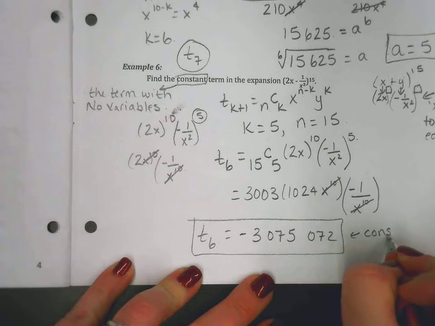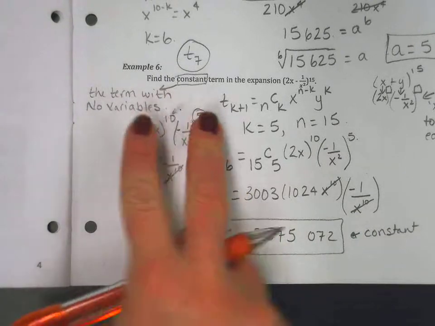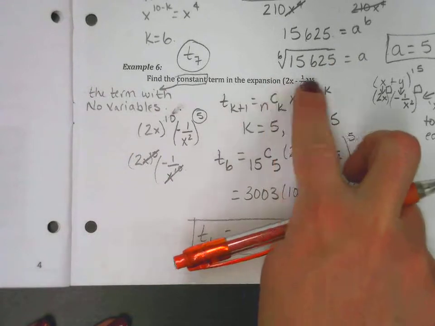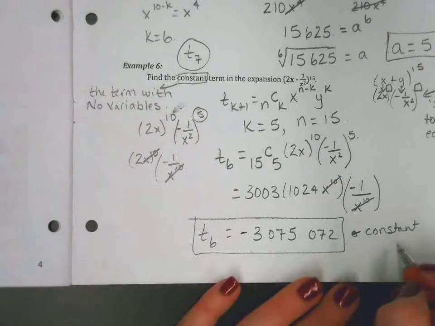So finding that constant term isn't always straightforward. You have to do a little bit of guess and check work with these terms to figure out at what point your variables are actually going to cancel.